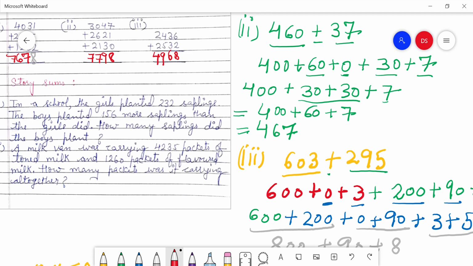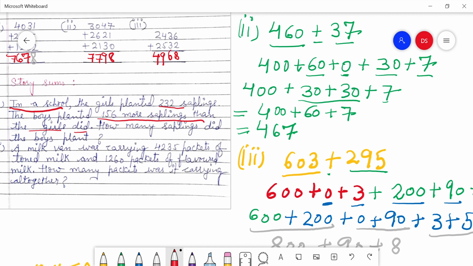Now children, we have the last question, that is story sums. So in story sums there are 2 sums given. I will read and explain to you how we know what operator we have to use here, whether plus or minus. First question is, in a school the girls planted 232 saplings. The boys planted 156 more saplings than the girls. How many saplings did the boys plant?